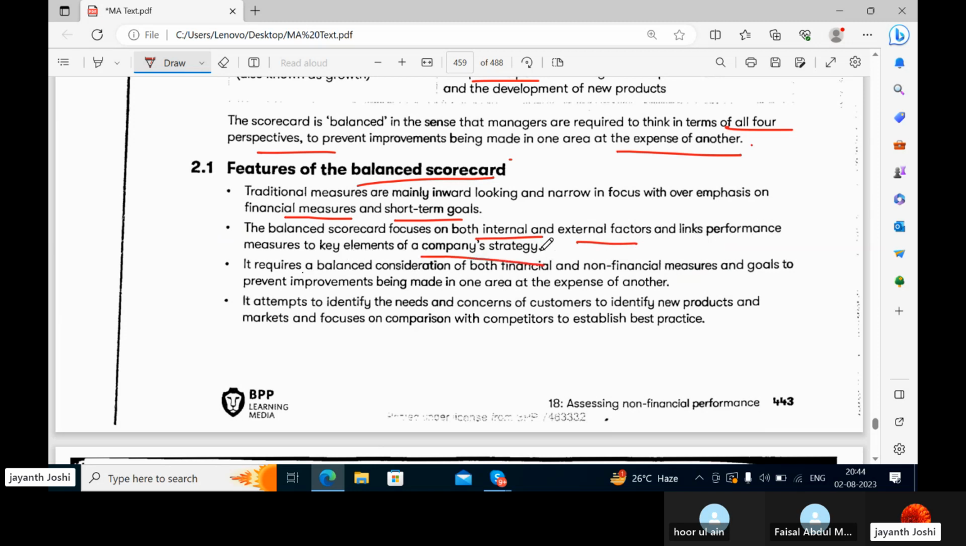elements of the company's strategy. It provides a balanced consideration of both financial and non-financial measures and goals to prevent improvements being made in one area at the expense of another. So they always want a balanced approach. They don't want one area to be good and another area to be suffering. They want all the areas to excel.